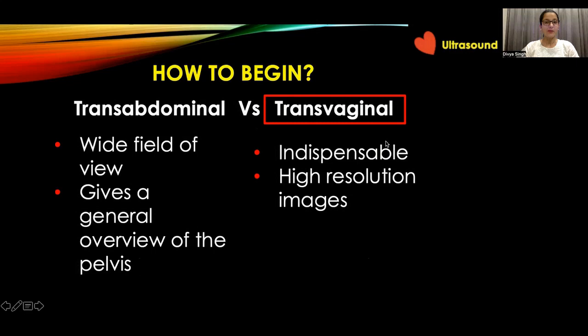Now, whenever we begin scanning the pelvis, we understand that the transabdominal approach gives us a wide field of view and helps in getting a general overview of the pelvis. But the workhorse is, of course, the transvaginal ultrasound, and it is indispensable, especially when we are looking at early intrauterine pregnancy, because at this point of time, we are looking at very minute structures which can only be seen by using high frequency ultrasound.